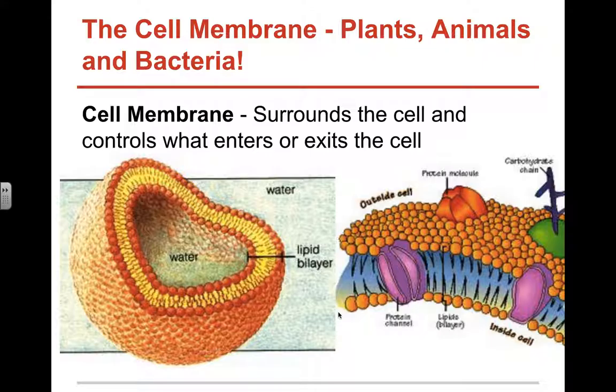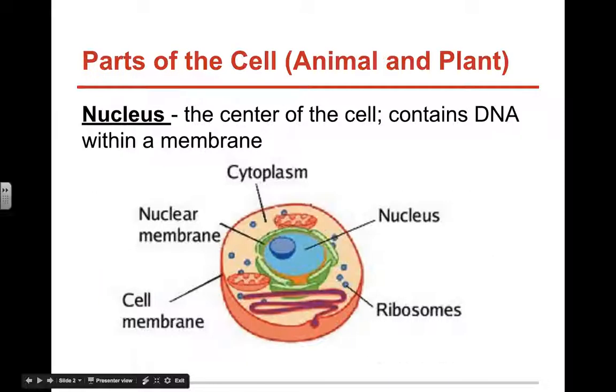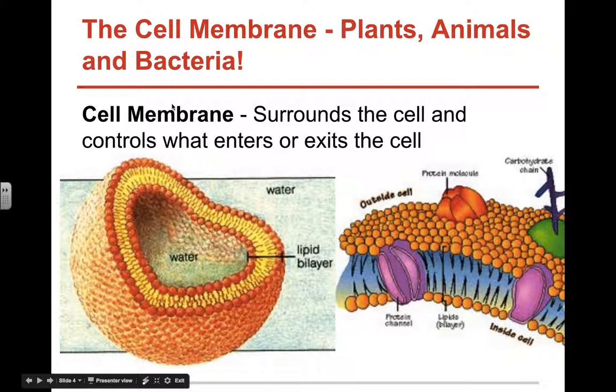The cell membrane is in plants and animals and bacteria. Oh, bacteria. Guess what? Bacteria also have ribosomes. They don't have a mitochondria, though, and they don't have a nucleus. But they do have ribosomes, and they have a cell membrane. Guess what? Every cell has a cell membrane because that's what holds everything together and makes it a cell, right? This surrounds a cell and controls what enters and exits the cell.